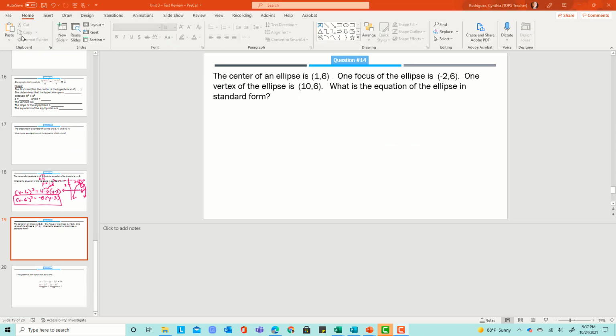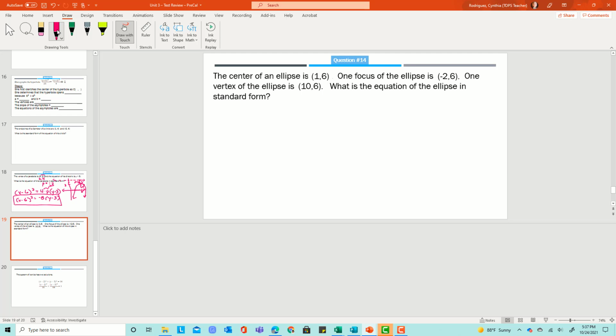So for question 14, we have the center of an ellipse at 1, 6. One focus of the ellipse is -2, 6. One vertex of the ellipse is 10, 6. What is the equation of the ellipse in standard form? So what I'm going to do is sketch out, just kind of give myself a quick idea of what's happening here. It looks like we're going to go -2 in the x direction. Most of it's going to be over the other side.